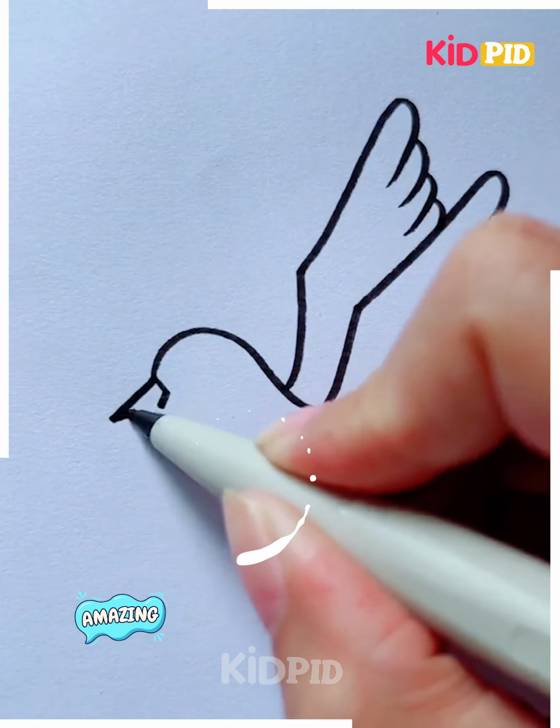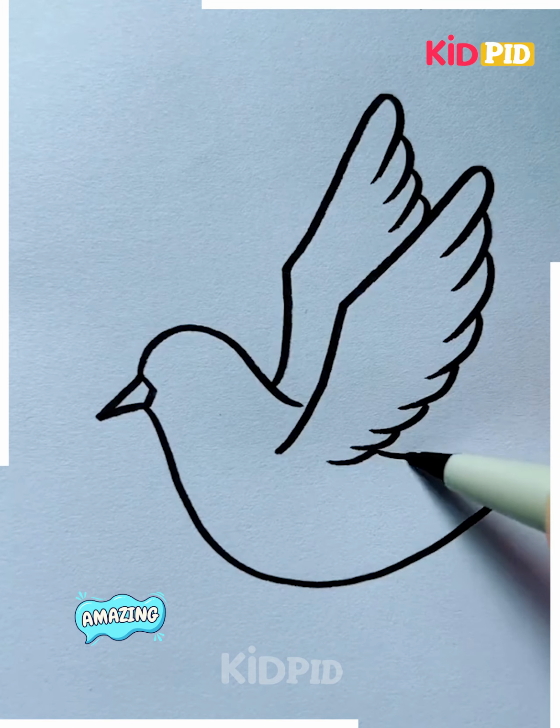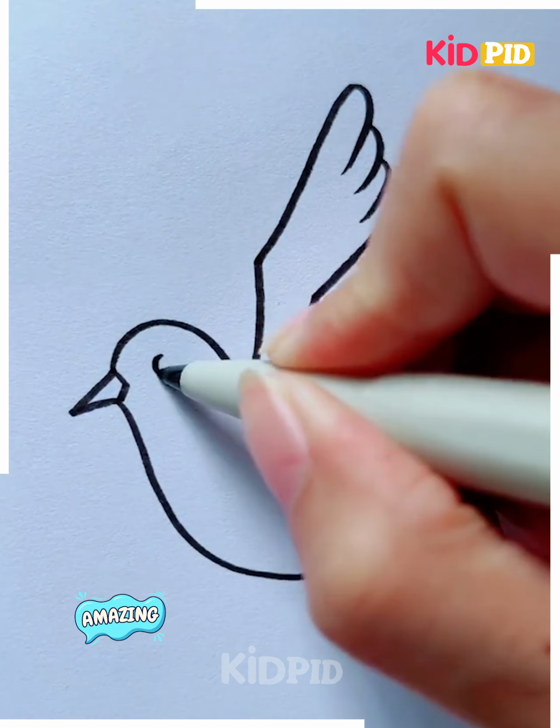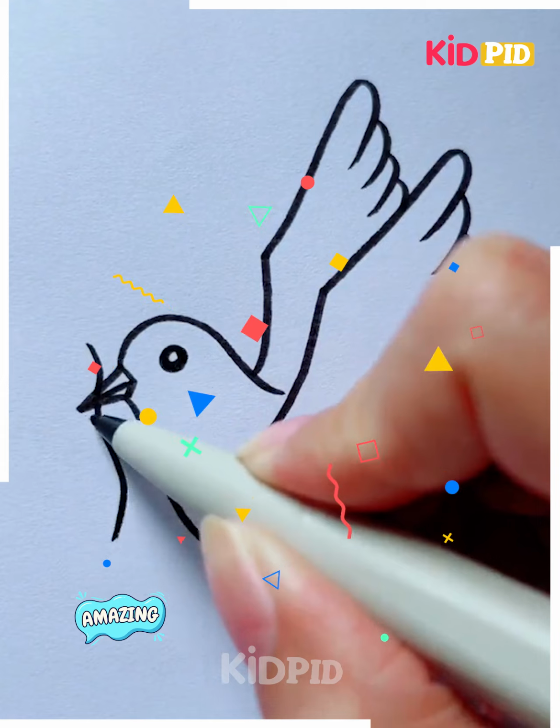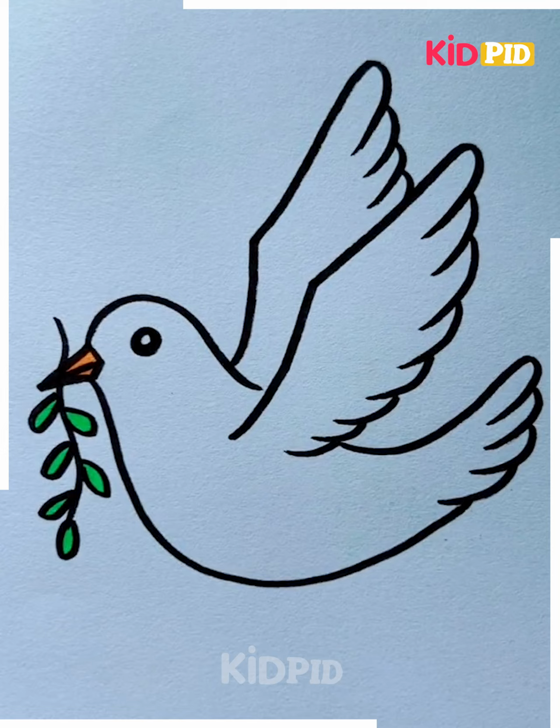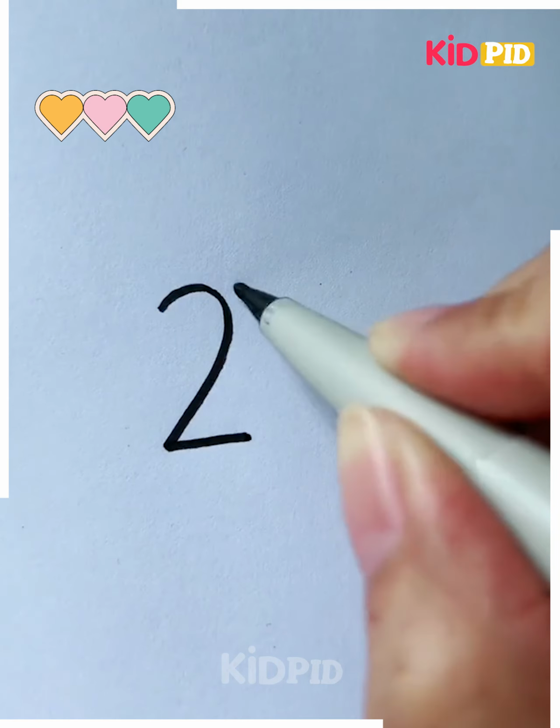If we talk about the difficulty level of this type of drawing, then it's a little bit difficult and best suitable for kids between the age group of 9 to 10. It's holding some of the leaves. Let's move further towards another type of painting.